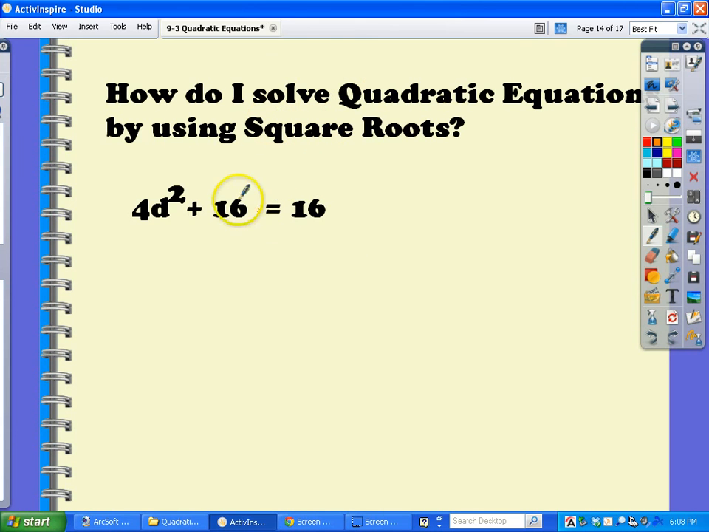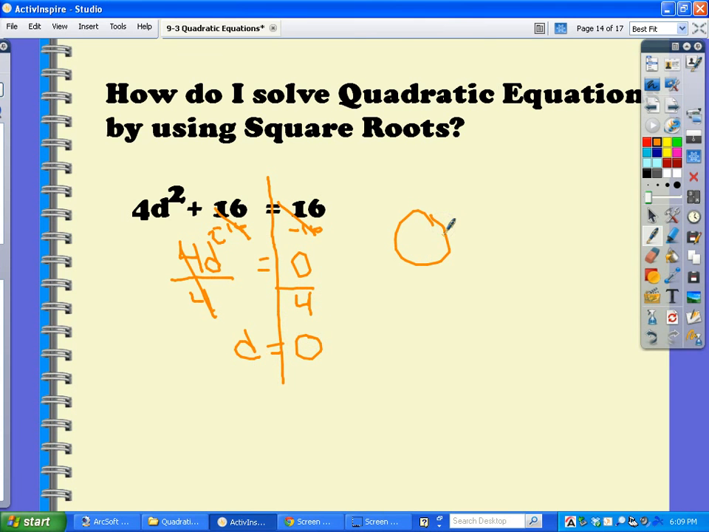Alright, in this case, let's just work it out. Here, if I say 4d squared, I know I've got to get this side to 0, right? I need to get d by itself. If I'm going to work the square root way, I'll just say, okay, subtract the 16. I have 4d squared, because 16 minus 16 equals 0. Well, divide both sides by 4. D will equal 0.